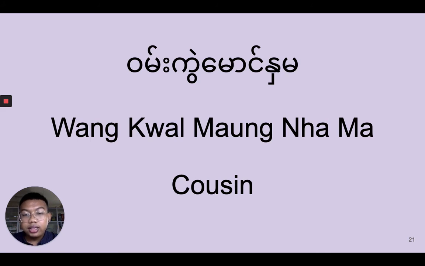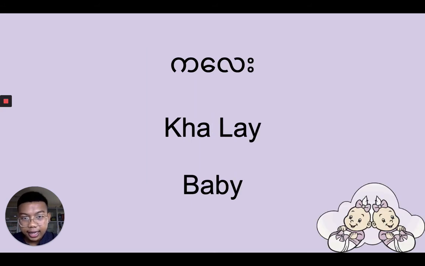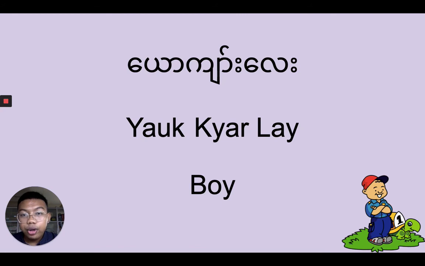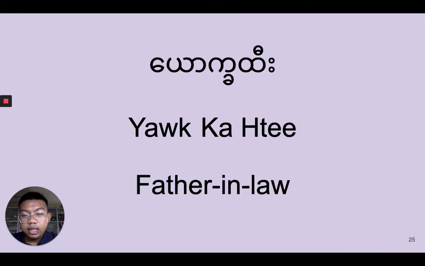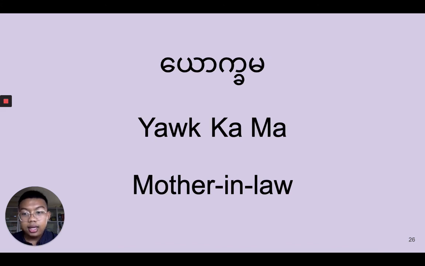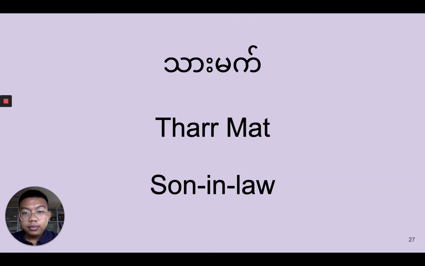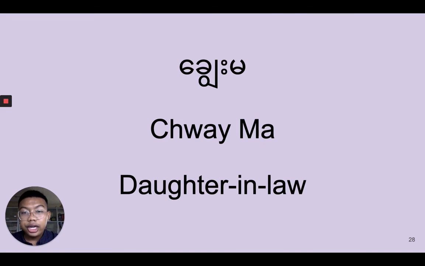If you want to say cousin, wan kwe maunama. Baby, kale. A boy, yao jia le. A girl, meng ka le. Father-in-law, yao ka ti. Mother-in-law, yao ka ma. Son-in-law, ta ma. Daughter-in-law, chui ma.